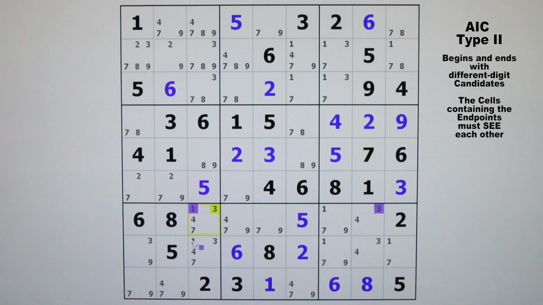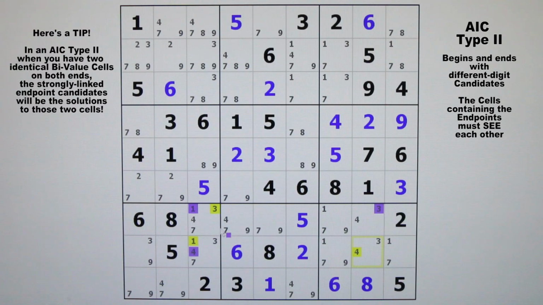Then from the 1 to this 1 is a strong link, because they are the only 2 1s in column 3. So we have strong, weak, strong. Then from this 1 to this 4 is obviously a weak link, because there are 4 candidates in that cell. And from this 4 to this 4 is a strong link, because they are the only 2 candidate 4s in row 8. And now that makes our chain. Strong, weak, strong, weak, strong. 5 links. It begins and ends with a strong link.